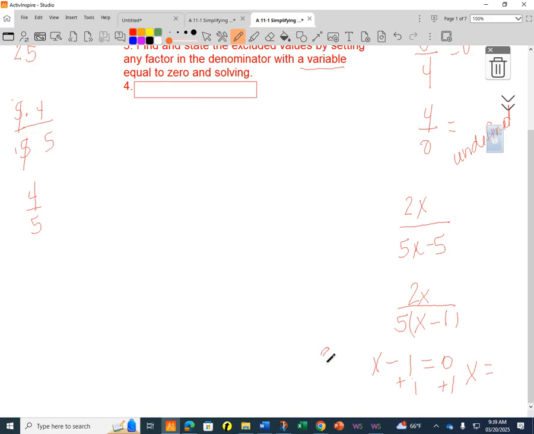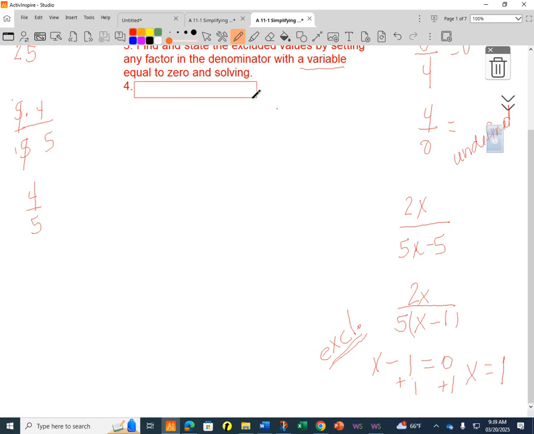So we need to make clear, this is our excluded value. We're not solving an equation. You can't solve expressions. We only solve equations, those that have an equal sign in them. We're not solving these, we're simplifying them. But once we simplify this, you won't be able to see the value that would have made the denominator 0 anymore. So here the excluded value would be positive 1.